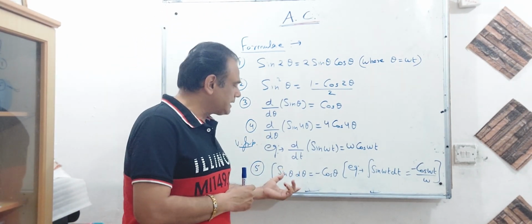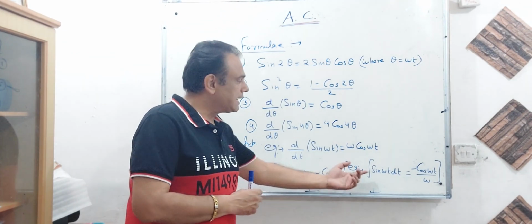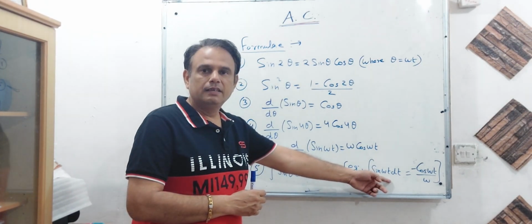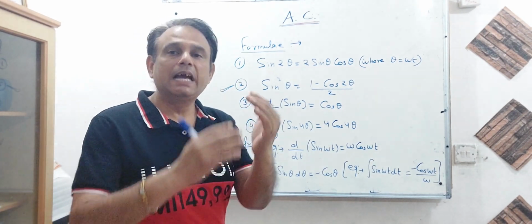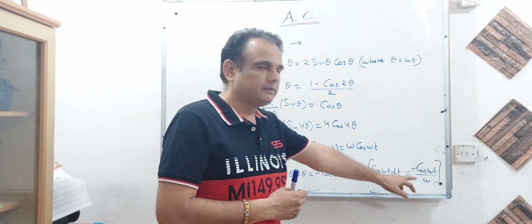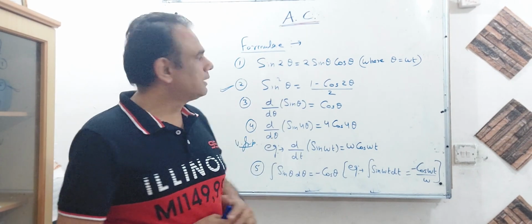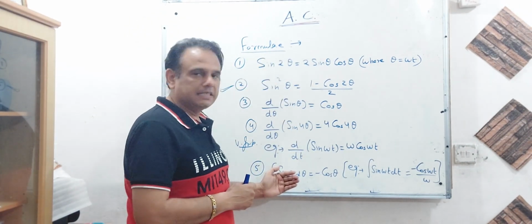Then if I say integration of sin omega t dt, remember integration of sin is minus cos omega t, and that omega goes in the denominator. So these are the 5 equations.